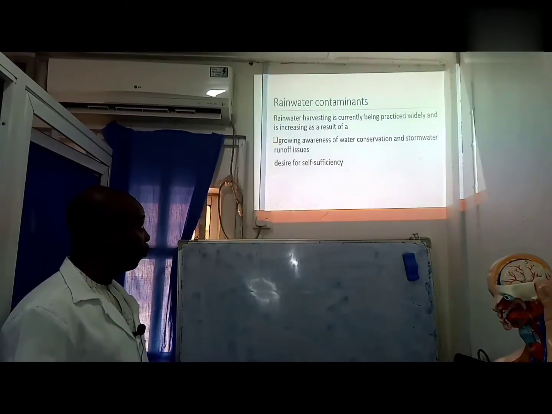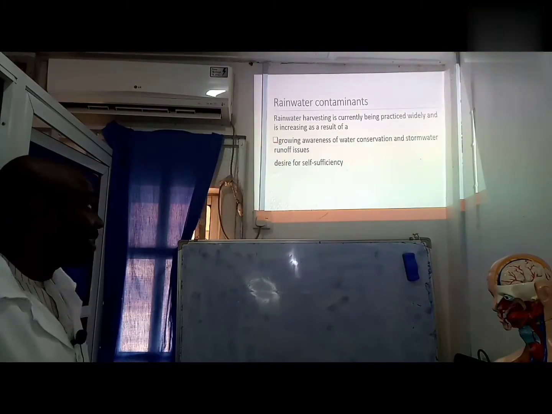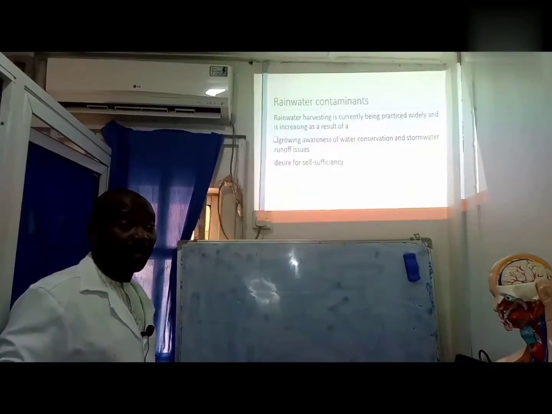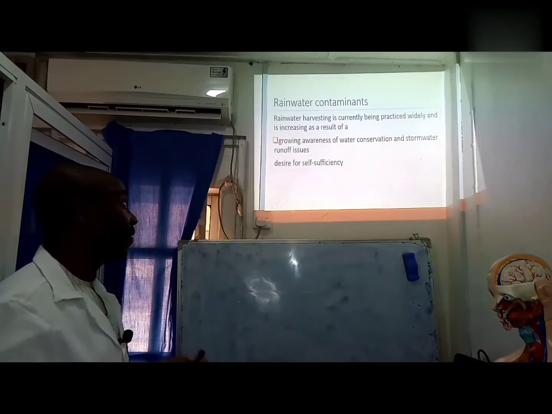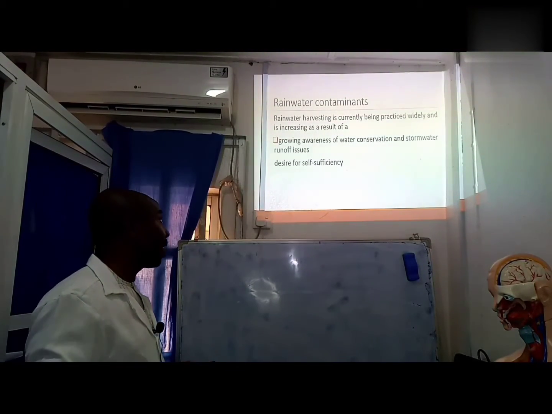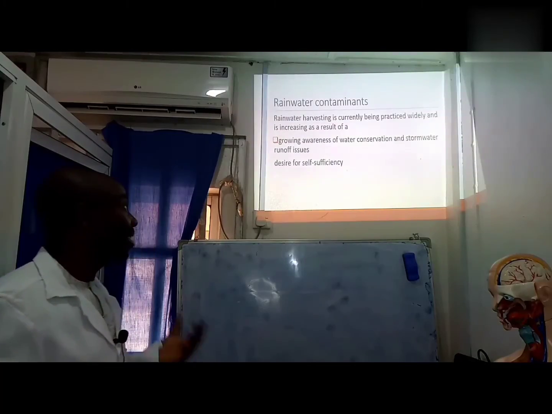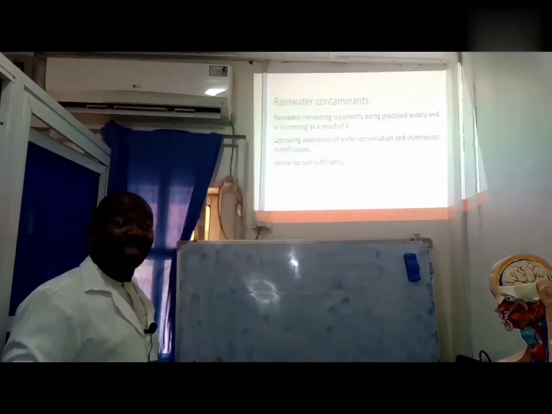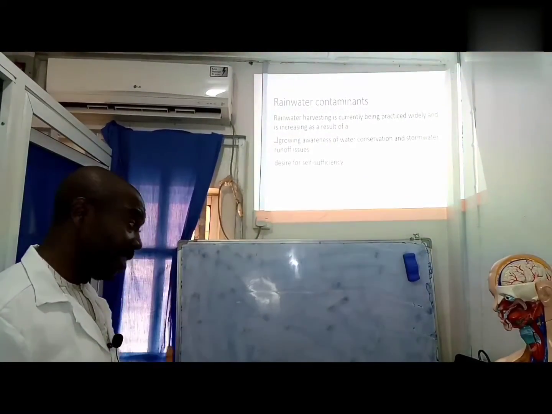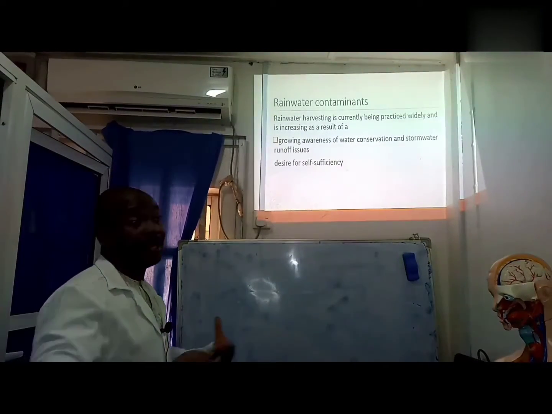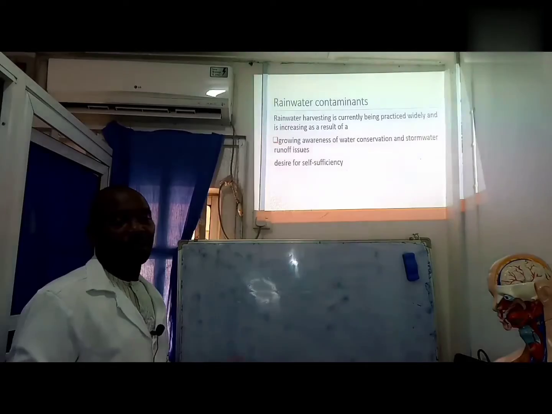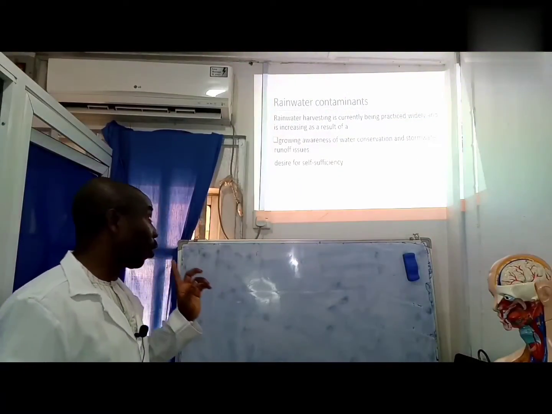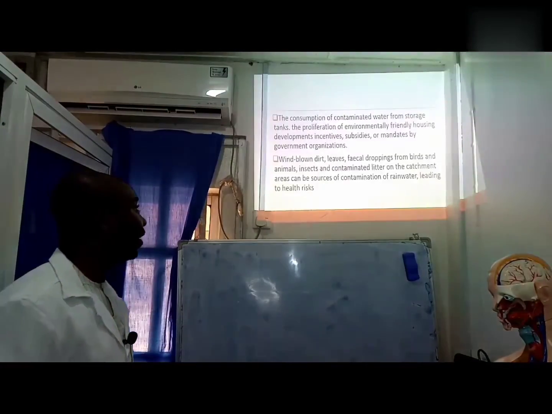So going to rainwater, rainwater harvesting is currently being practiced in southern Nigeria. Okay, the growing awareness of water conservation and stormwater runoff issues and desire for self-sufficiency in water supply has made so many communities look towards rainwater as their source of water supply. But the contaminants must also be considered.